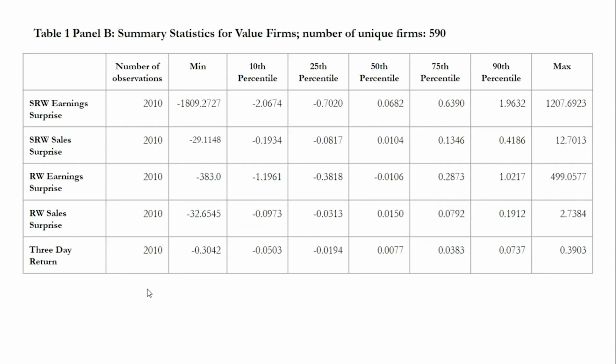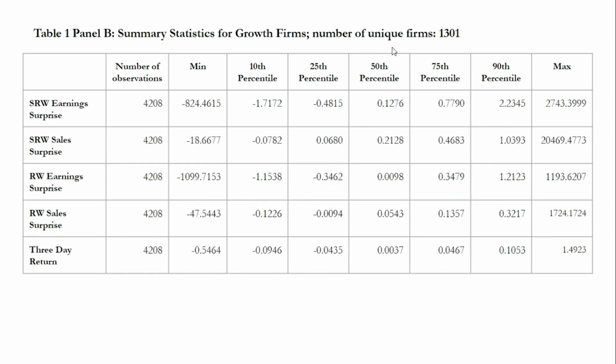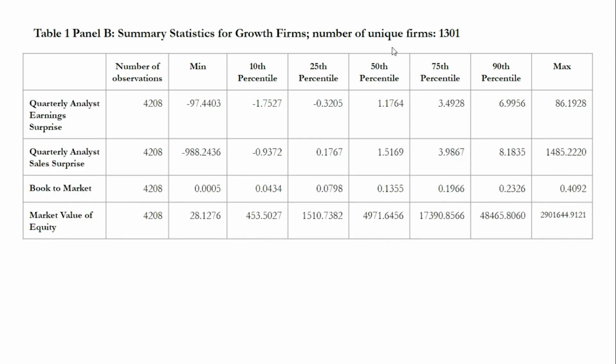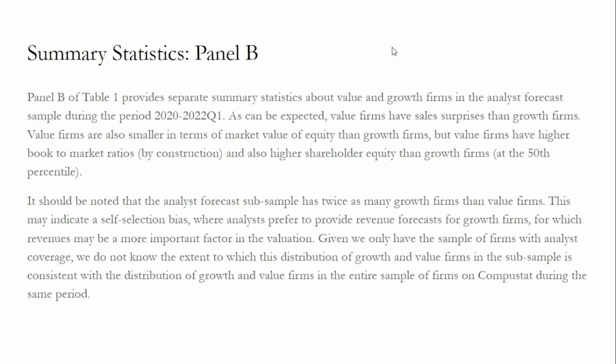And so for panel B, this is summary statistics for value firms. And again, it's only 590 firms. And then panel B also includes summary statistics for growth firms, and the number of firms is 1,301. So panel B of table 1 provides separate summary statistics for value and growth firms in the analyst forecast sample during the period 2020 to 2022 Q1.